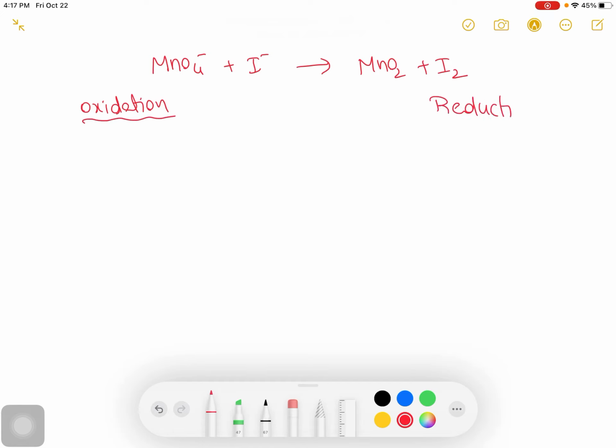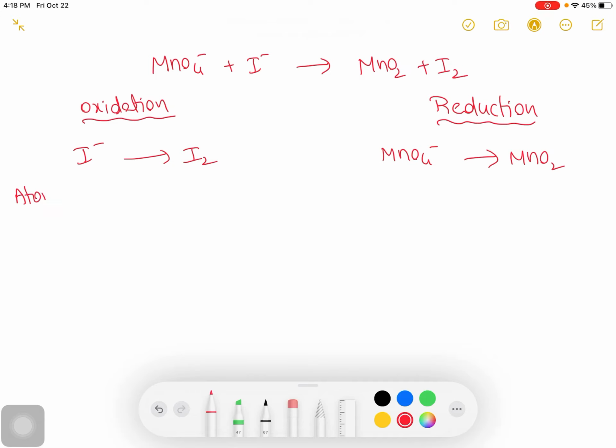Oxidation represents increase in number of oxygens, reduction is decrease in number of oxygens. If you take manganese, MnO4 minus to MnO2, number of oxygens decreases. So this is coming under reduction, and automatically the remaining one is coming under oxidation. Actually in iodine there are no oxygens, so since manganese undergoes reduction, iodine undergoes oxidation, I minus undergoes oxidation.